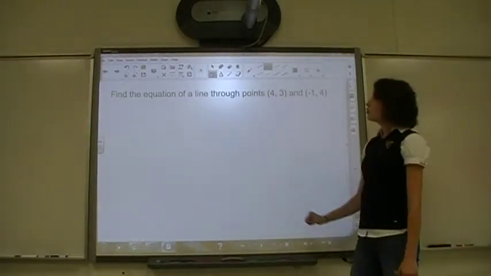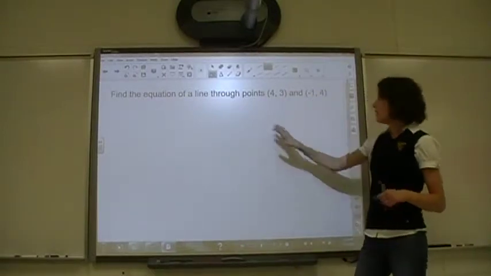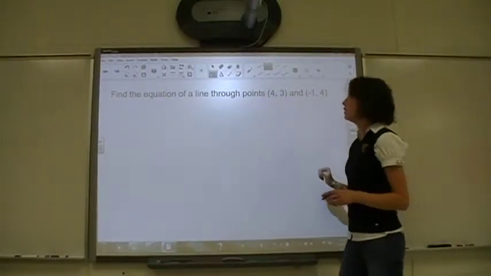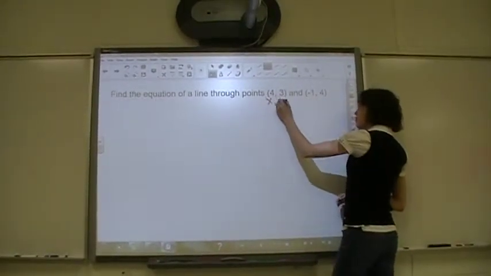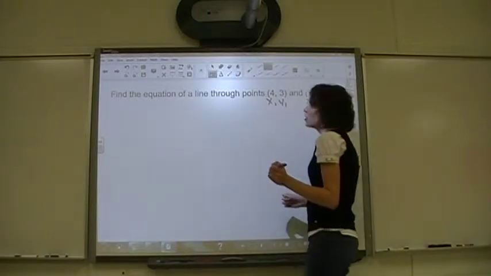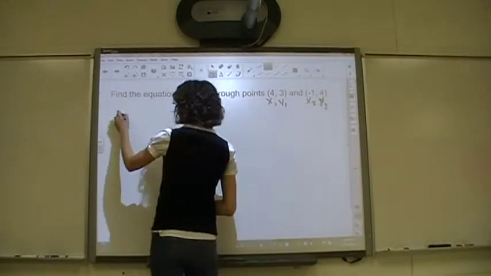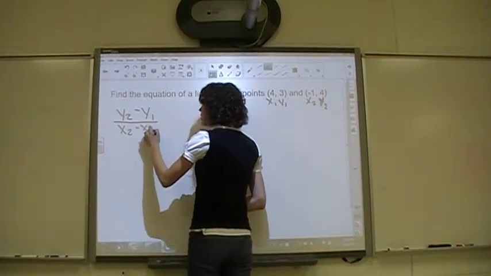Again, we're going to be given 2 points, (4, 3) and (-1, 4). So let's find the equation of the line that goes through these 2 points. Again, we have to find our slope. So label our points, x sub 1, y sub 1, and x sub 2, y sub 2. So to be able to find our slope, remember, y sub 2 minus y sub 1, all over x sub 2 minus x sub 1.